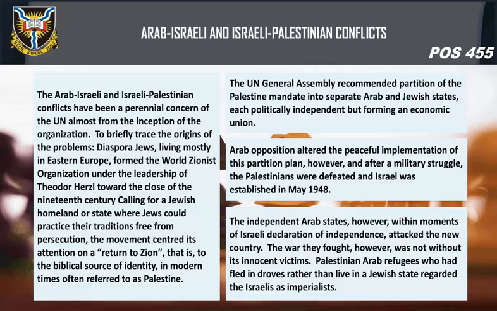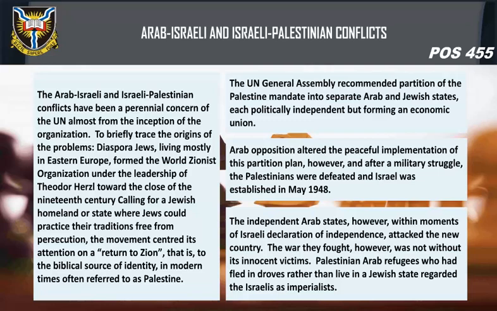The UN General Assembly recommended partition of the Palestine Mandate into separate Arab and Jewish states, each politically independent but forming an economic union. Arab opposition altered the peaceful implementation of this partition plan, however, and after a military struggle, the Palestinians were defeated and Israel was established in 1948. The independent Arab states, however, within moments of Israel's declaration of independence, attacked the new country. The war they fought, however, was not without its innocent victims.